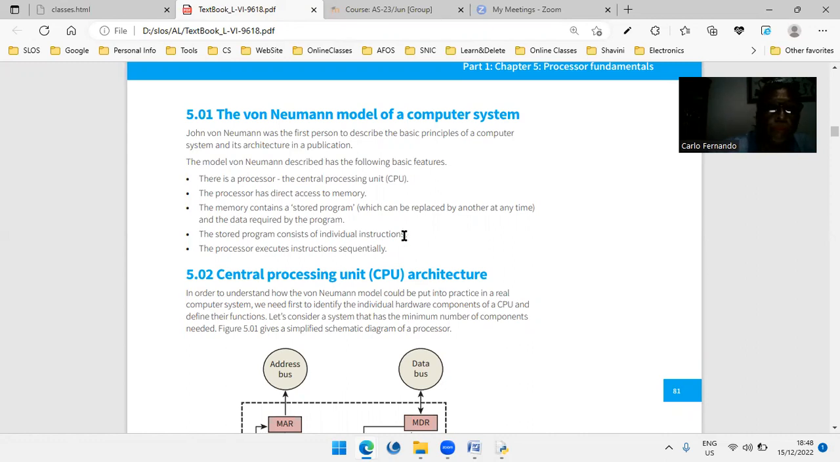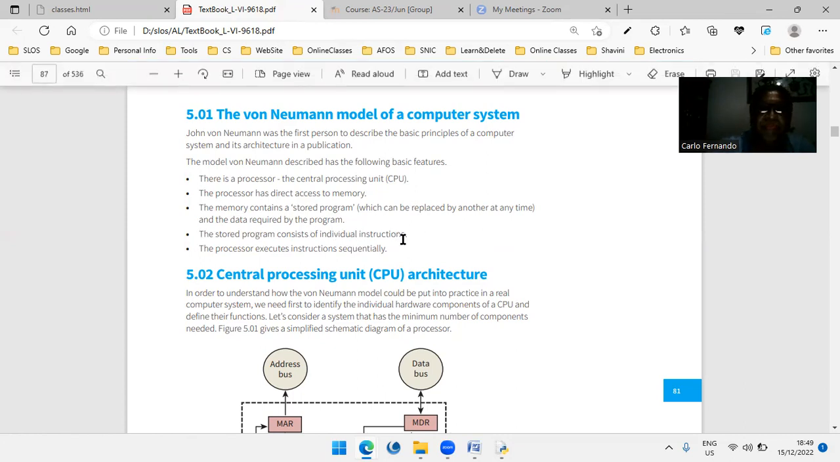So individual instructions. The processor executes instructions sequentially. Let me explain this again. The stored program is individual instructions. That means you can't say input two numbers and output the total. You can't give one instruction like that. You will have to give individual instructions, as I told you. For that, four instructions.